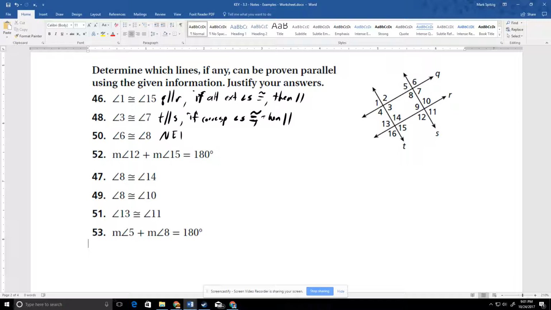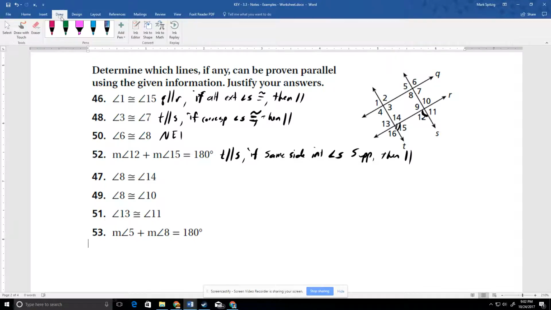All right, but this next one, we're saying the measure of angle 12, here, and the measure of angle 15, here, are 180. So they're supplementary. In this case, these are same side interior angles, and they're supplementary, which is one of our theorems. So we do know that T will be parallel to S. If same side interior angles are supplementary, then our lines are parallel.